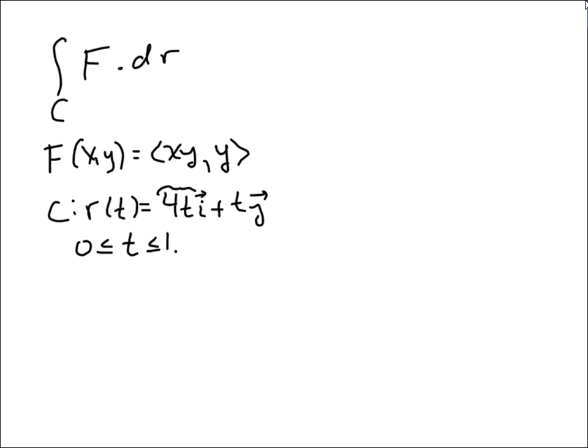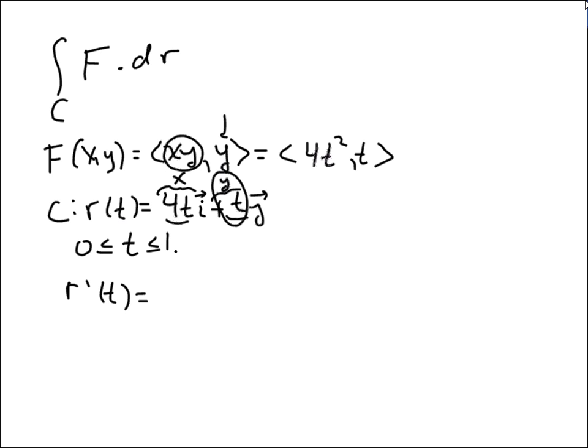So this here is x, and this t is y. The xy is 4t times t, 4t squared. And y is just t. So I have F in terms of t. And I need dr. So r prime of t is 4i plus 1j.